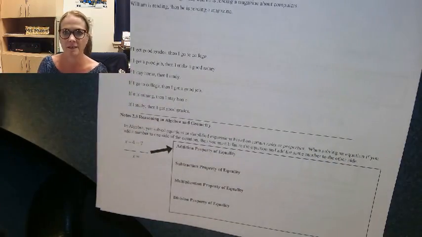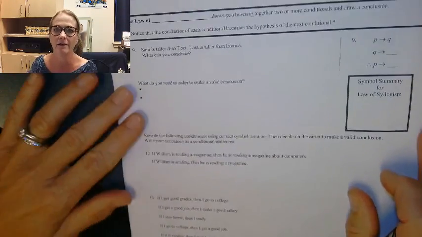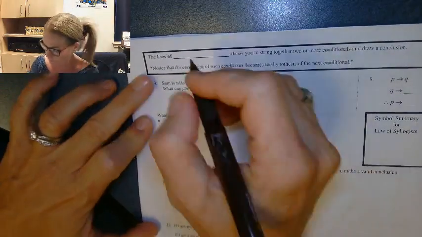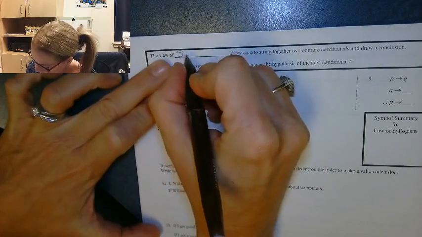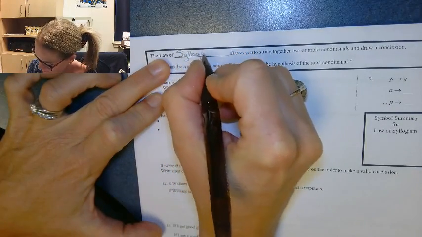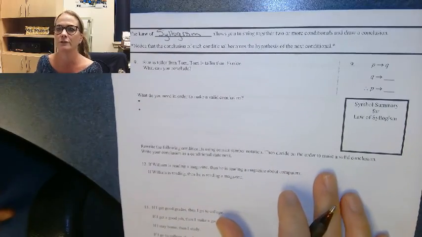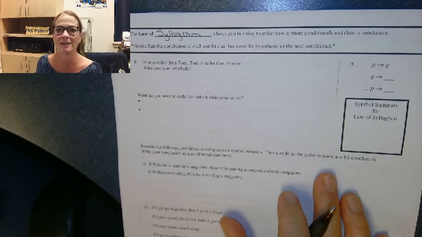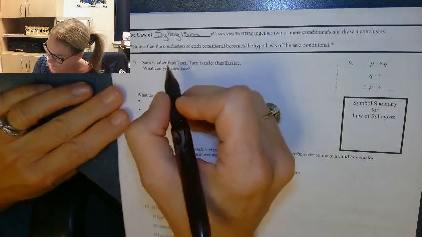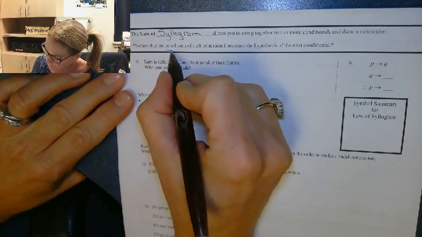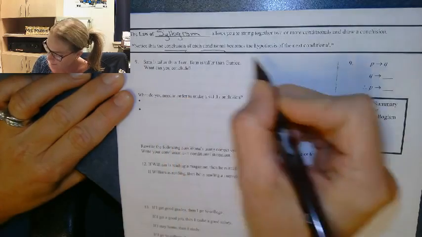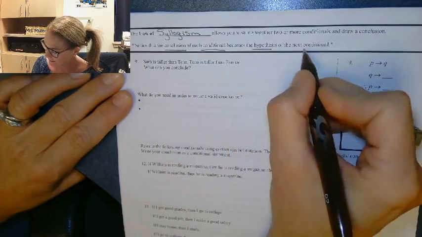All right, so the law of syllogism is our second one, and this is going to feel a lot like the transitive property, if you remember that. The law of syllogism allows you to string together two or more conditionals and draw a conclusion. Basically what happens here is the conclusion of each conditional becomes the hypothesis of the next conditional.